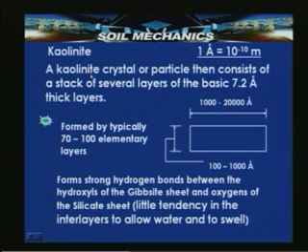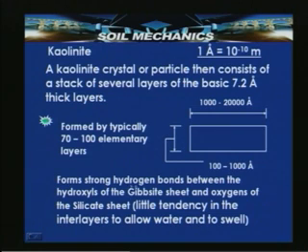A kaolinite crystal or particle then consists of a stack of several layers of the basic 7.2 angstrom thick layers. The typical kaolinite particle has a width and length of 1000 to 20,000 angstrom units, and its thickness is 100 to 1000 angstrom units. So, this kaolinite particle is typically formed by 70 to 100 elementary layers, each 7.2 angstroms thick, forming an approximately 100 to 1000 angstrom thick particle.